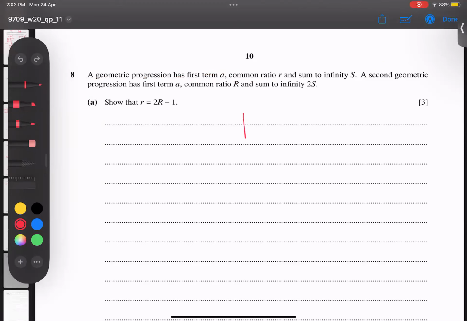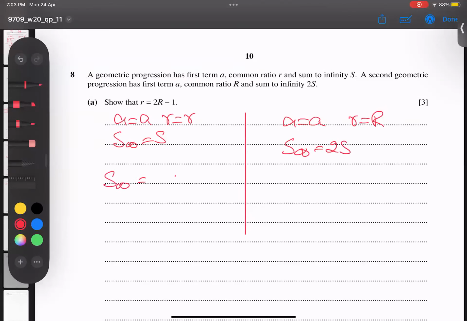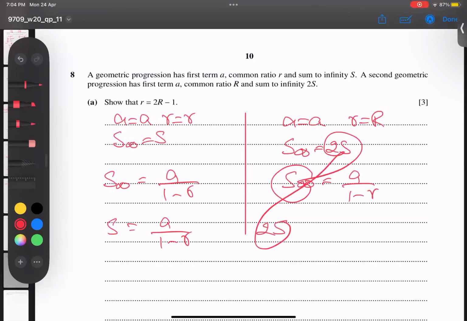It means we have two GPs. In one GP, the first term is A, the common ratio is r, and the sum to infinity is S. In the second, the first term is A, the common ratio is capital R, and the sum to infinity is 2S. Now I'm applying the sum to infinity formula. All of you know A over 1 minus r. Same here, A over 1 minus R. Put in the data. Here I get S, so I'm writing S only, with A and 1 minus r. Here the sum to infinity becomes 2S, so I'm copying 2S here.